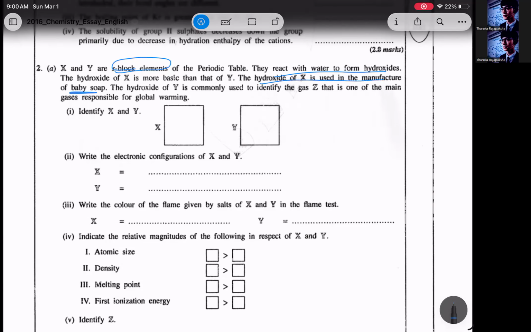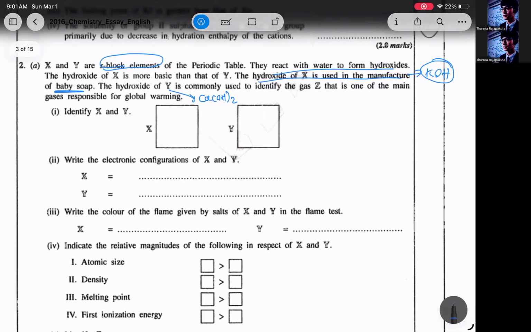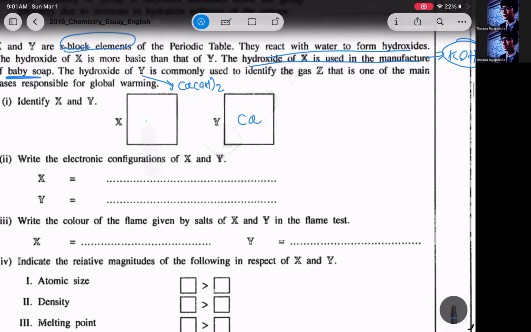Okay, now this is KOH. If you don't know, in industrial chemistry we learn this. KOH is used for manufacture of baby soap. Meanwhile, hydroxide of Y is commonly used to identify the gas Z, one of the main gases responsible for global warming. So that's carbon dioxide, and the way to identify that is with calcium hydroxide. So the hydroxide of Y is calcium hydroxide. Then Y is going to be calcium and X is going to be potassium.